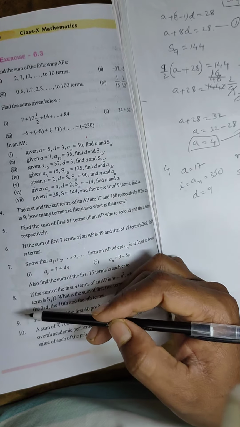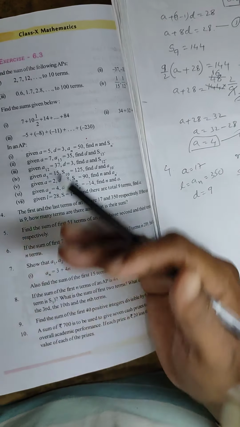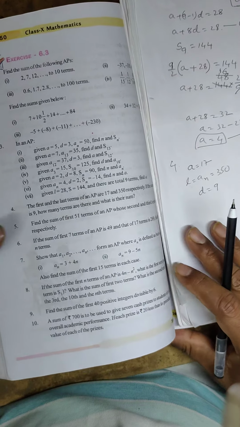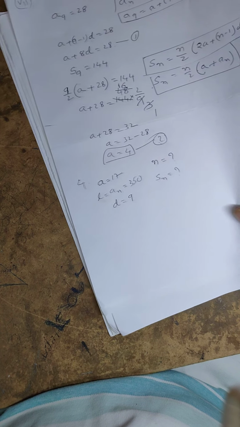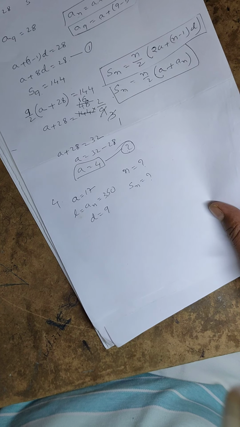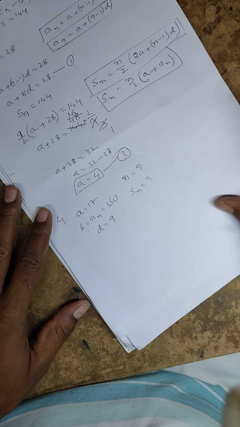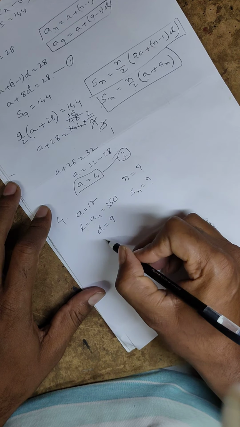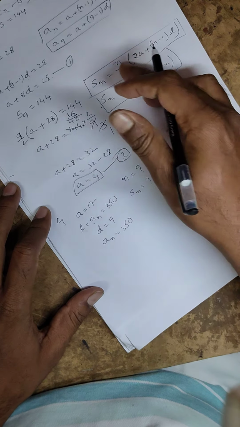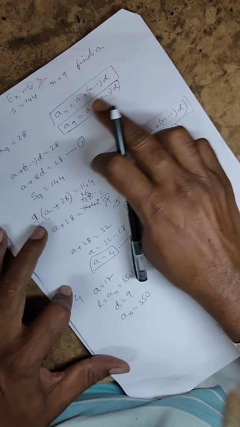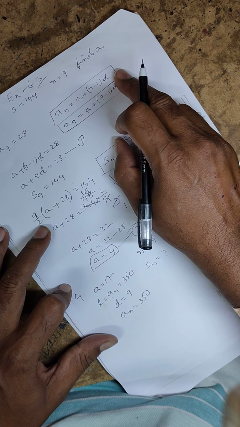So from the fourth problem onwards, they are not different problems. They are also the same problems, but verbal sums. They'll be called verbal sums. Now, how to solve? We'll see it. Whenever they give an, go for an. an is equal to 350, given. So just like the previous problem, the an formula. What is the an formula? a plus n minus 1 into d.